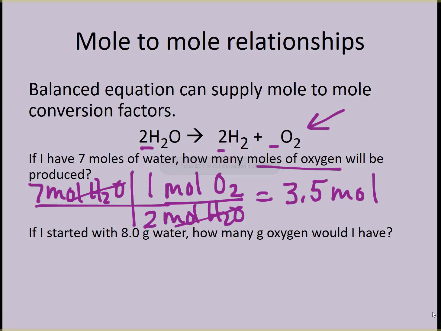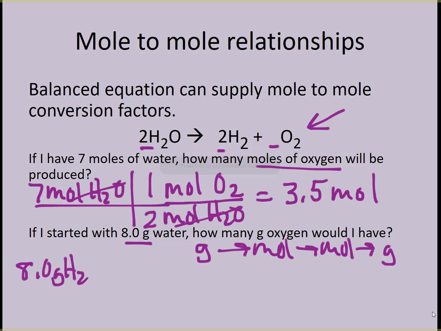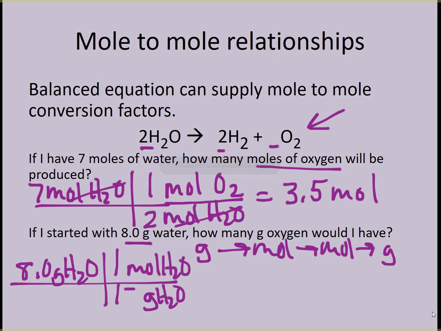So sometimes we start with grams of a reactant or a product, and we need to first change it to moles, apply the mole ratio, and then change it back to grams. So the pattern would be grams to moles to moles to grams. So starting with 8 grams of water, I'm going to first change it to moles. So grams is going to go on the bottom and moles on the top. And I know that 1 mole of water gives me 18 grams of water. That is our conversion factor. I get this from the periodic table. Next, grams cancels. I'm left with moles of water.